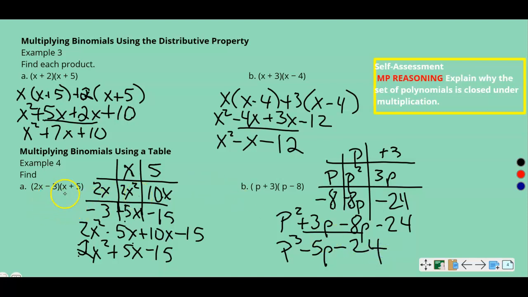All right, so again, that's two different methods. This is the distributive property. This is using a table. You'll get the same result, just two different methods to solve multiplying two binomials together.